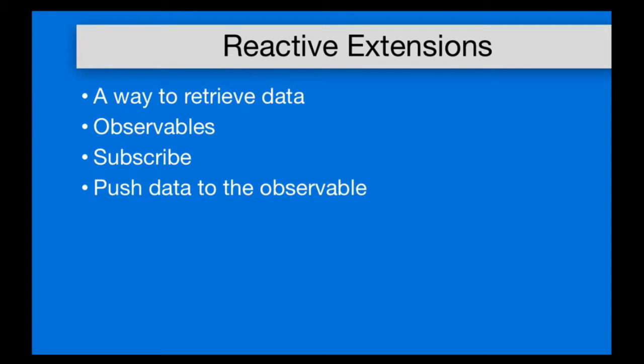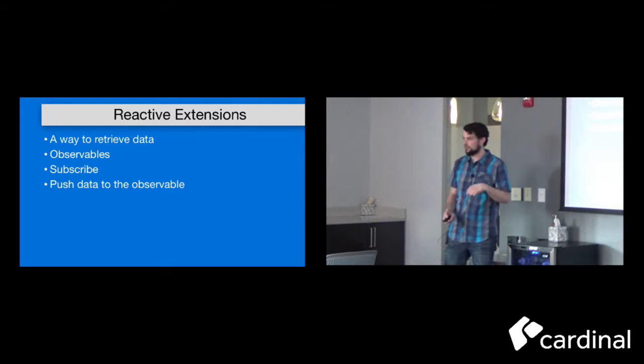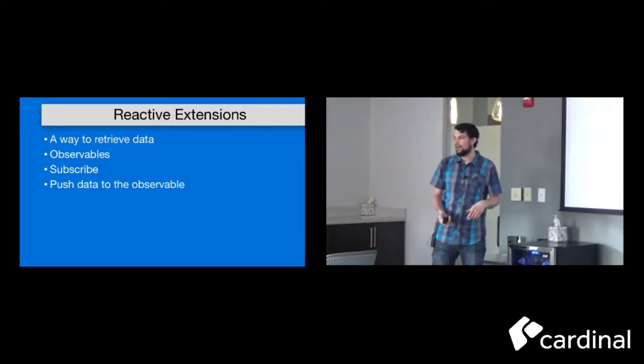So I'll touch on reactive extensions a little bit. Before, we would use promises or callbacks. It's kind of like you tell the server you want data, and then once it comes back, you're done with the promise. If you want to call it again, you have to create a new promise or a callback.